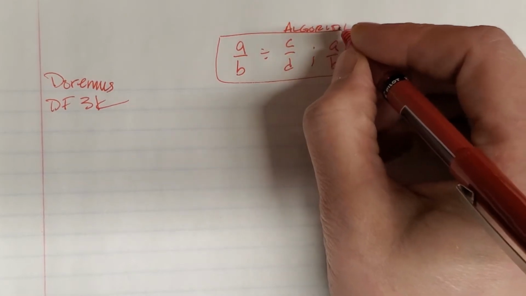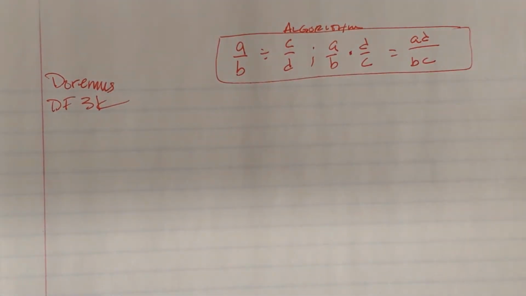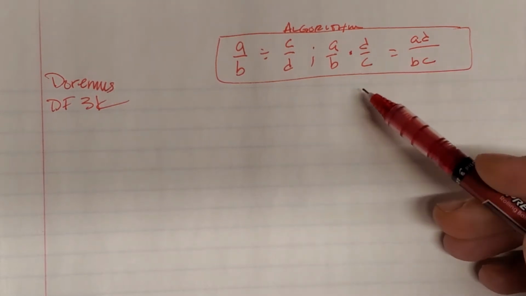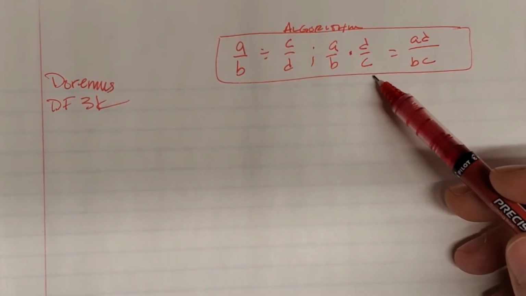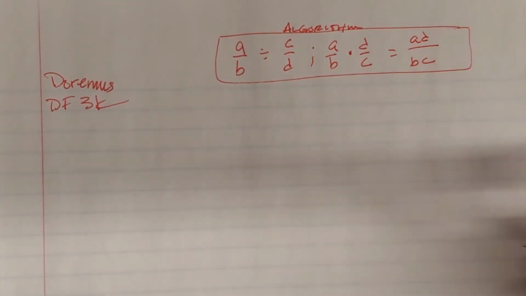When your parents need to help you and they're like, oh, I never, nah, nah, nah. This is the way they learned. They learned to flip the second fraction, then multiply. For reals. All right, so let's do some things.